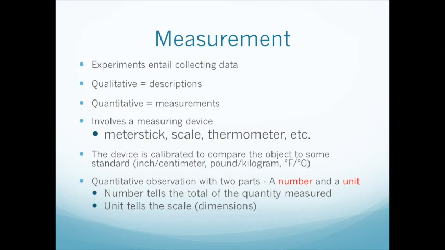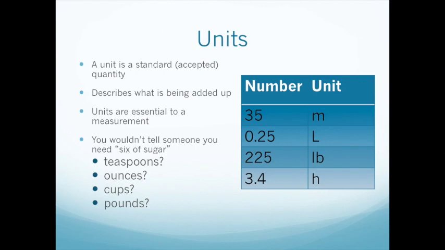Quantitative observations have two components, a number or magnitude and a unit, which is the dimensions of the measurement. Units are a standard and accepted quantity that is used to describe the type of measurement being done, and it describes the things being counted. If you don't use units, then measurements become very confusing. For instance, you wouldn't tell someone you need 6 of sugar because they wouldn't know whether you meant teaspoons or ounces or cups or pounds.